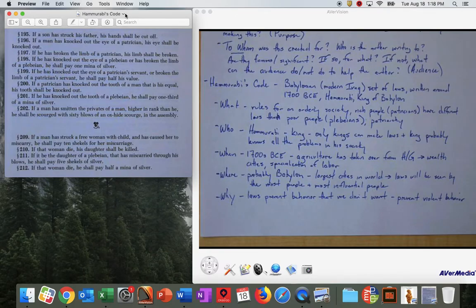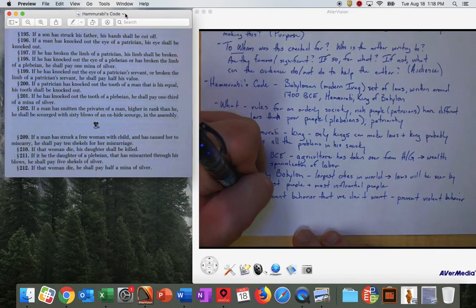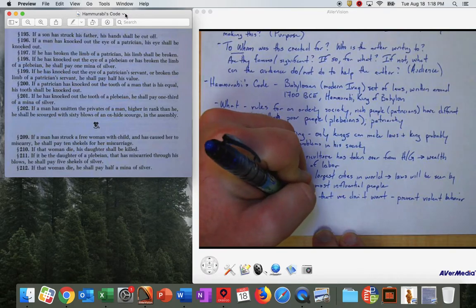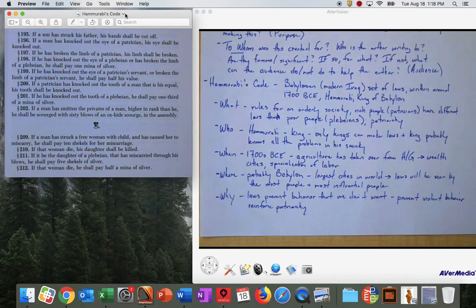We can also see a couple of other purposes in there, in that he wants to reinforce patriarchy. Down here at the bottom, when he says, whether or not the woman is rich or poor, if you cause a miscarriage, then that's worth 10 or 5 shekels of silver. Women have prices. And that's a very patriarchal idea.